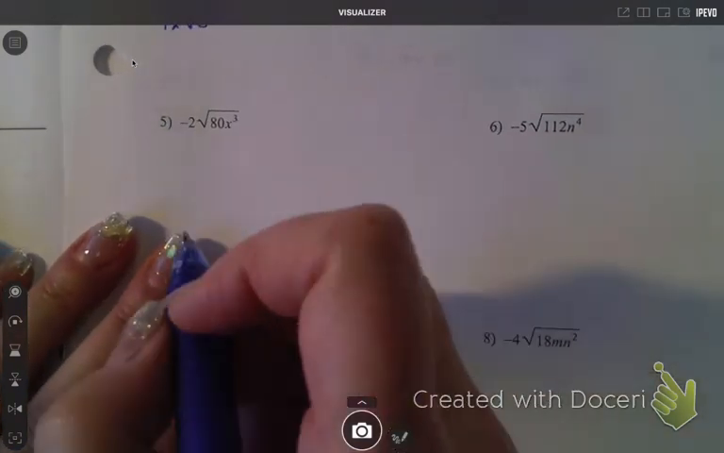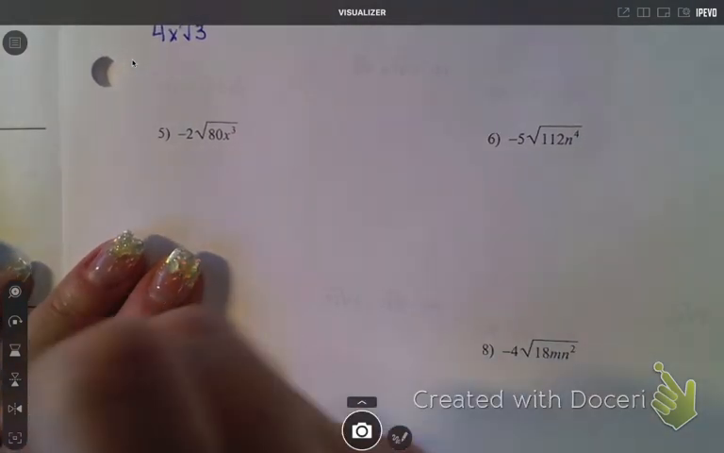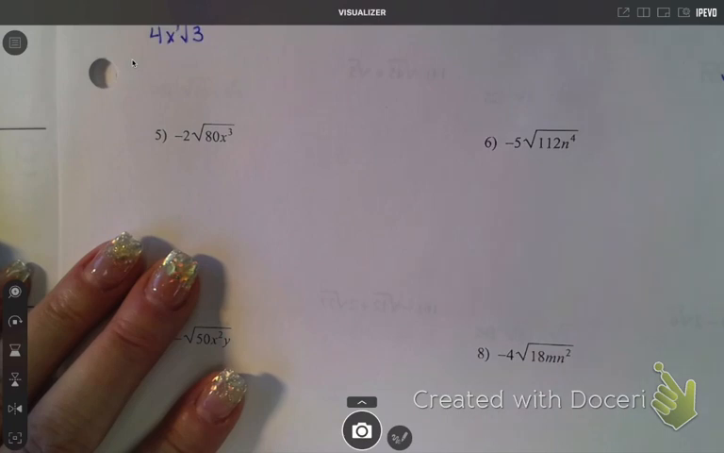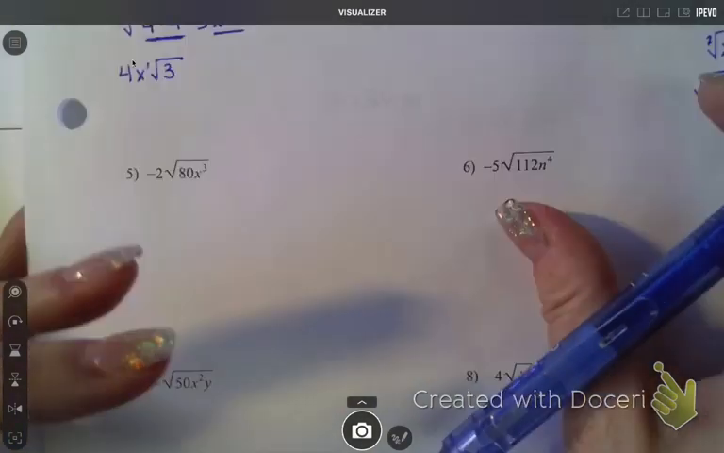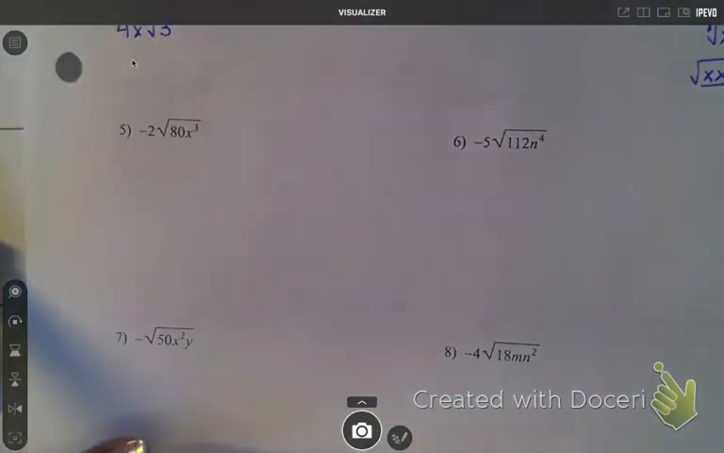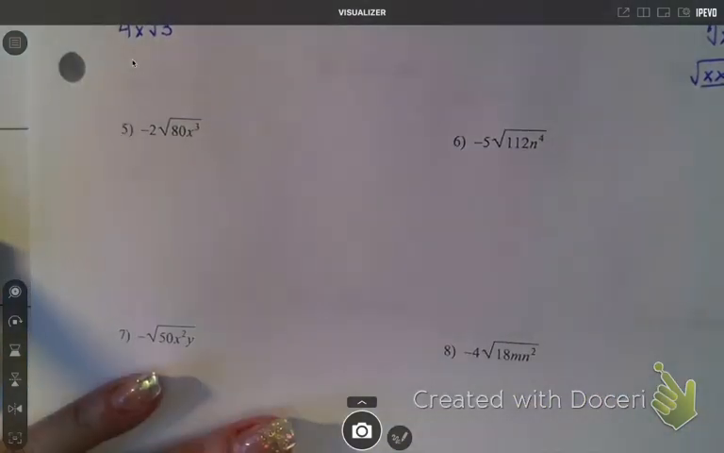So the negative 2 does nothing. It's just out there, right? When I get my answer, I multiply it times whatever I get out. So 80, perfect square in 80. Okay, perfect square in 80. Perfect square in 80.